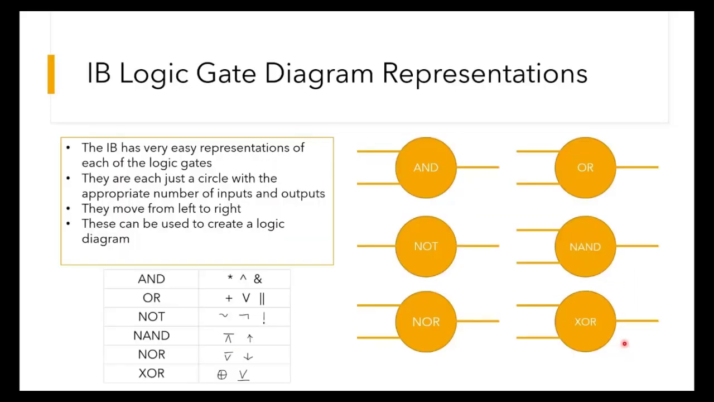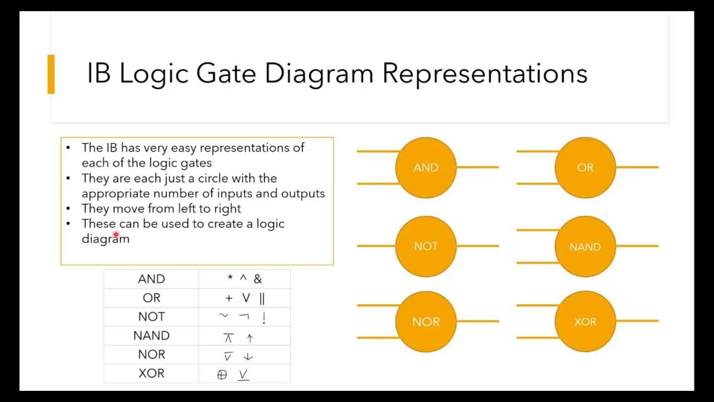Okay, let's move on. So the IB has its own representations for the 6 gates. There are the standard ones that everyone recognizes, but the IB's ones are much easier. It's just a circle with the required number of lines going in and the word in the middle, and then the required output, which is always 1.